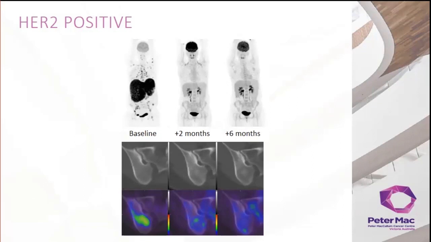Importantly, all of the bone lesions remained occult on CT, albeit there is some subtle evidence of new sclerosis, for example, in this avid lesion in the body of the right ileum. At the 6-month mark, again, ongoing complete response. And again, relatively subtle but definite sclerosis within that right iliac body.